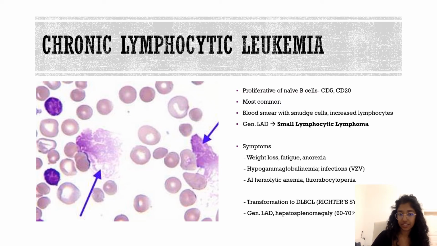You also have the development of problems such as autoimmune hemolytic anemia, as well as thrombocytopenia. Another characteristic of CLL is that there is a risk of transformation of CLL to DLBCL, or diffuse large B-cell lymphoma, and this transformation to DLBCL is known as Richter syndrome. And you also have the development of generalized lymphadenopathy and hepatosplenomegaly in around 60 to 70% of the cases.